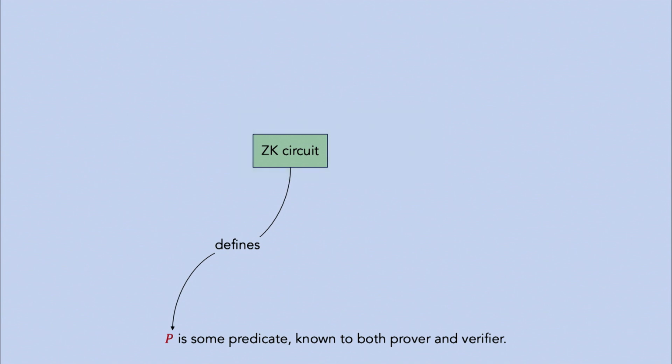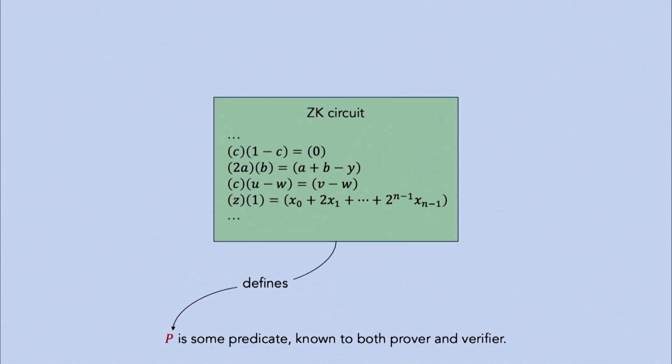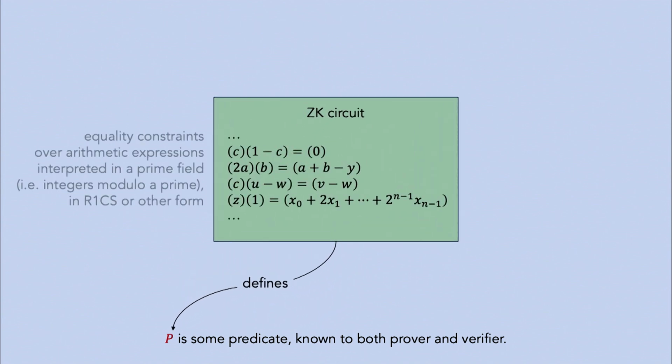This is what it looks like inside. It's a set of constraints. Each constraint is an equation, an equality between two arithmetic expressions that involve variables, constants, operations, all interpreted in a prime field. So essentially, it's the integers modulo a prime, a large prime for security. And these constraints must have specific forms that depend on the zero-knowledge proof method used.